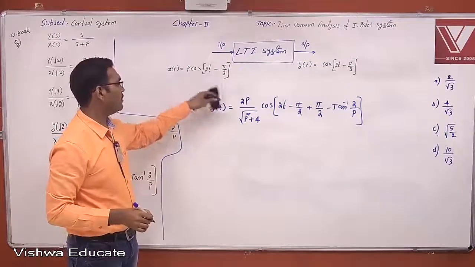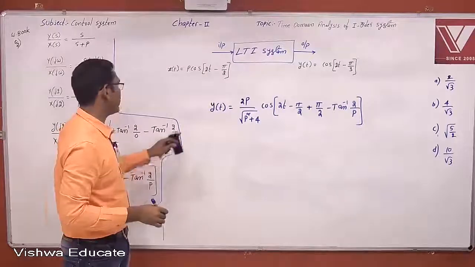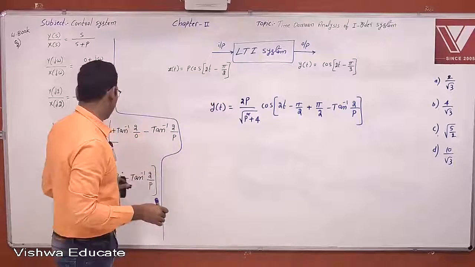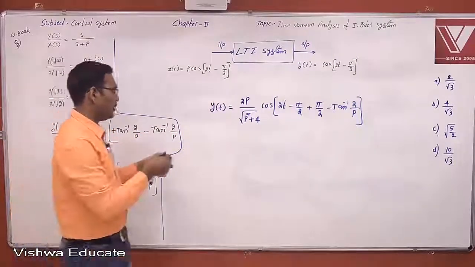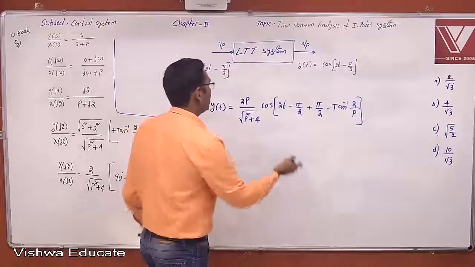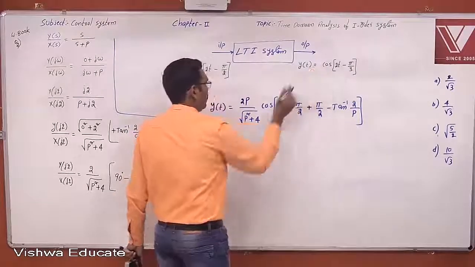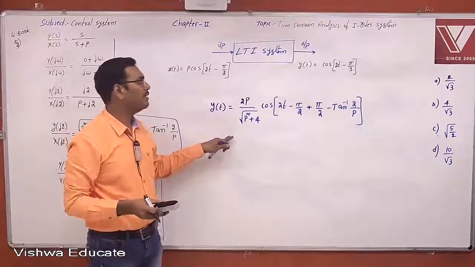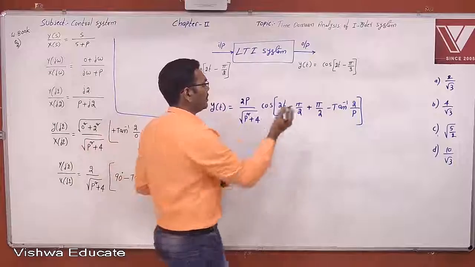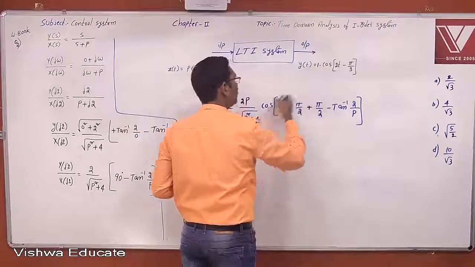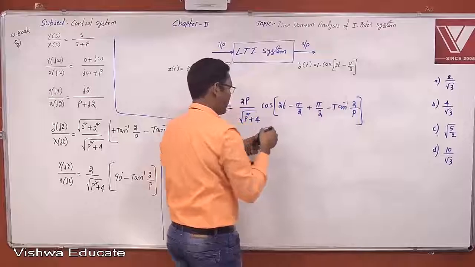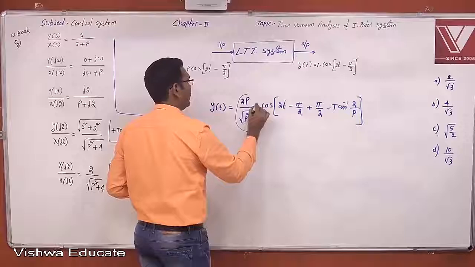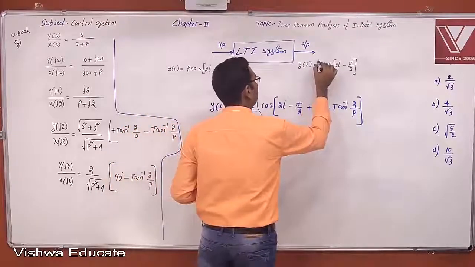Now p is multiplied with 2 by square root of p square plus 4 and 2t minus pi by 2. Now that is added with 90 degrees minus tan inverse 2 by p. This is the actual output what we are getting, and this is the output which is already given in the question. So you can compare the magnitude, or you can compare the phase angle, whatever is your wish. This is the procedure we are finding, and this is the output I can get, and this is the output given.